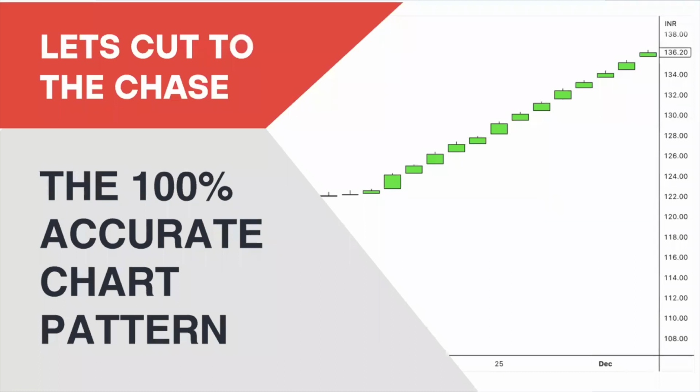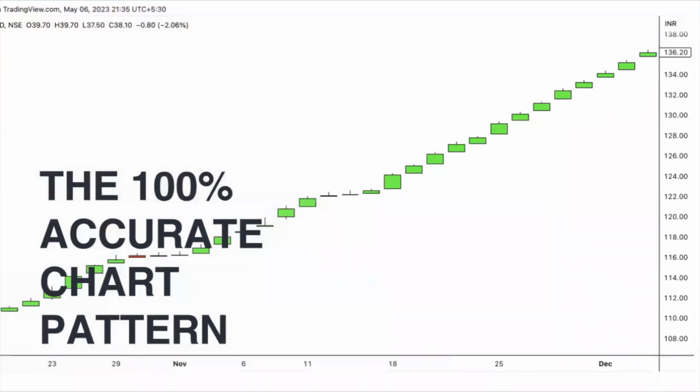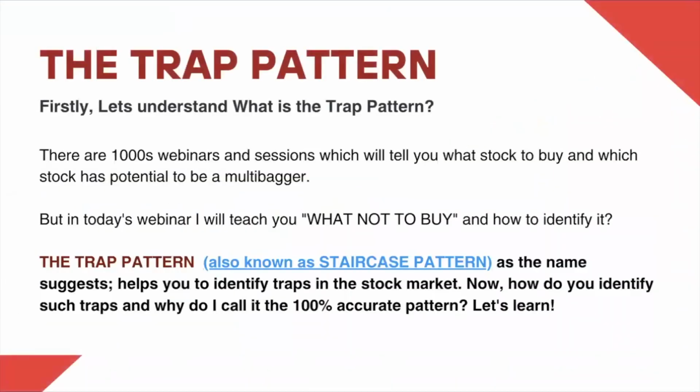आपको क्या नहीं खरीदना है. Okay, so this pattern will tell you what not to buy. So let's just try to understand this pattern. Now, the name of this pattern is the trap pattern.